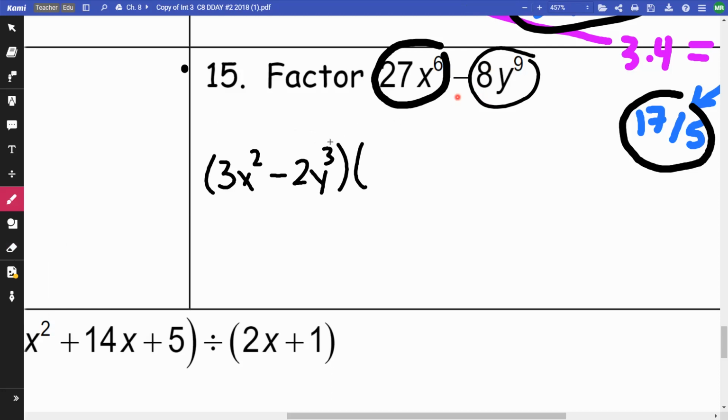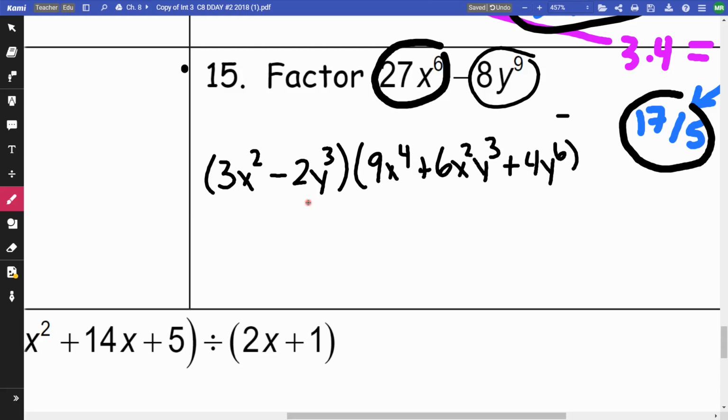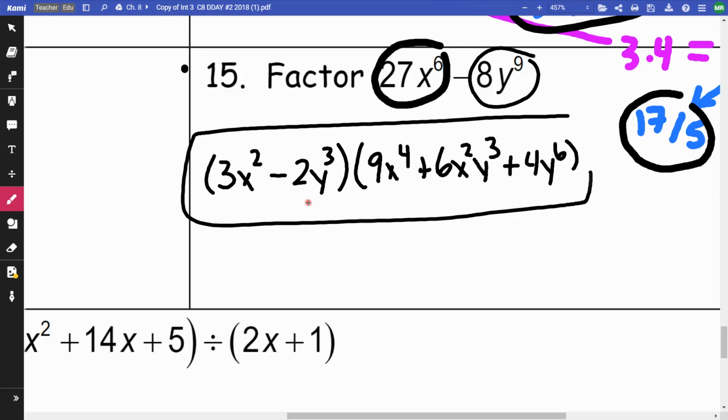So now I am going to focus on this 3x squared, and I'm going to square it, which is 9x to the 4th. Change the sign. Multiply these together, which is going to be 6x to the second, y to the third, square my 2y cubed, which is going to be 4y to the sixth. And that's our answer.